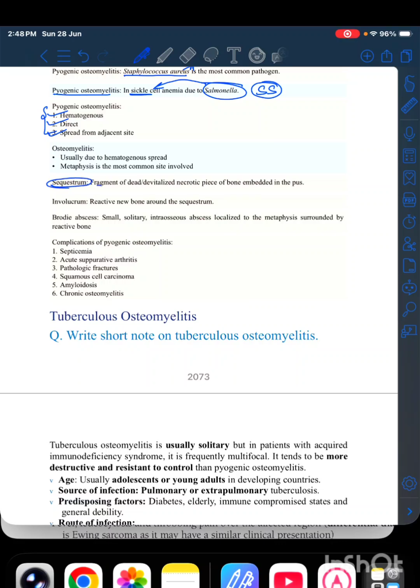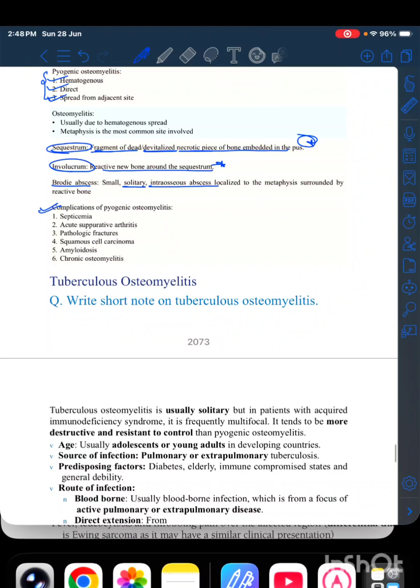Sequestrum is a fragment of dead or devitalized necrotic piece of bone embedded in the pus. Involucrum is a new bone formation around the sequestrum. Now Brodie abscess, a solitary interosseous abscess. Now complications are septicemia, acute suppurative arthritis, pathological fractures, secondary amyloidosis and chronic osteomyelitis.